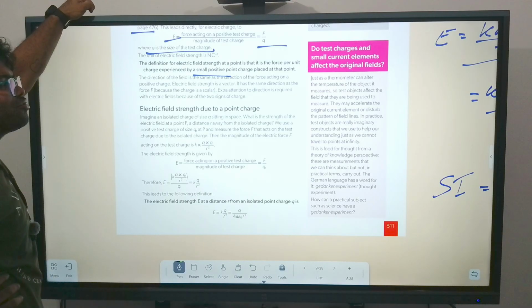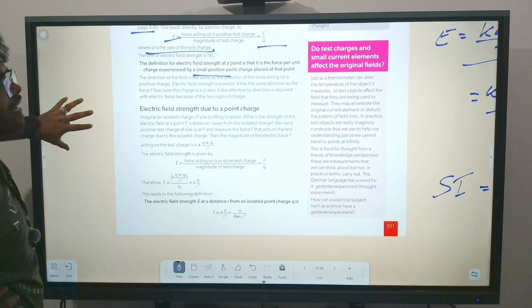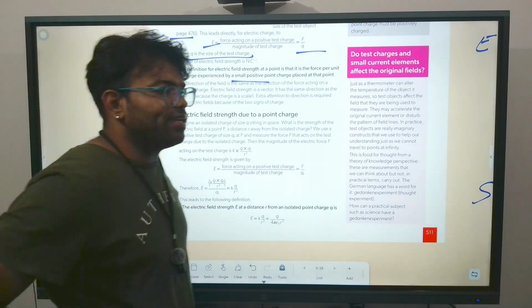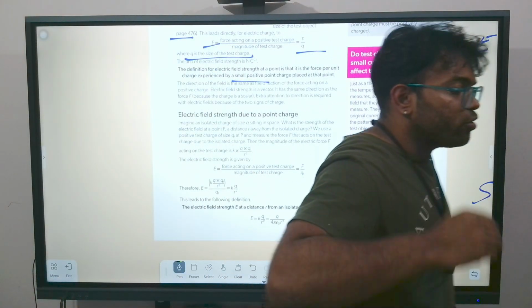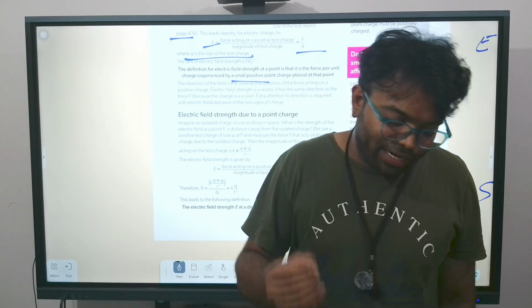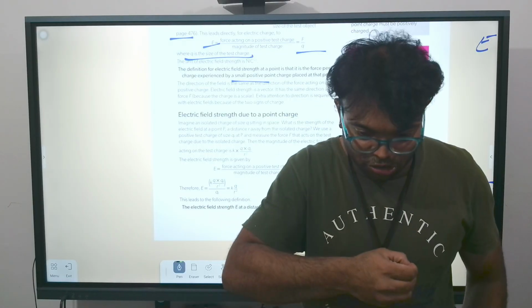Extra attention to direction is required for the electric field because of the two signs of charge. So the electric field's direction has to be taken into consideration every single time we try to find the direction of a certain field produced by a certain charge.